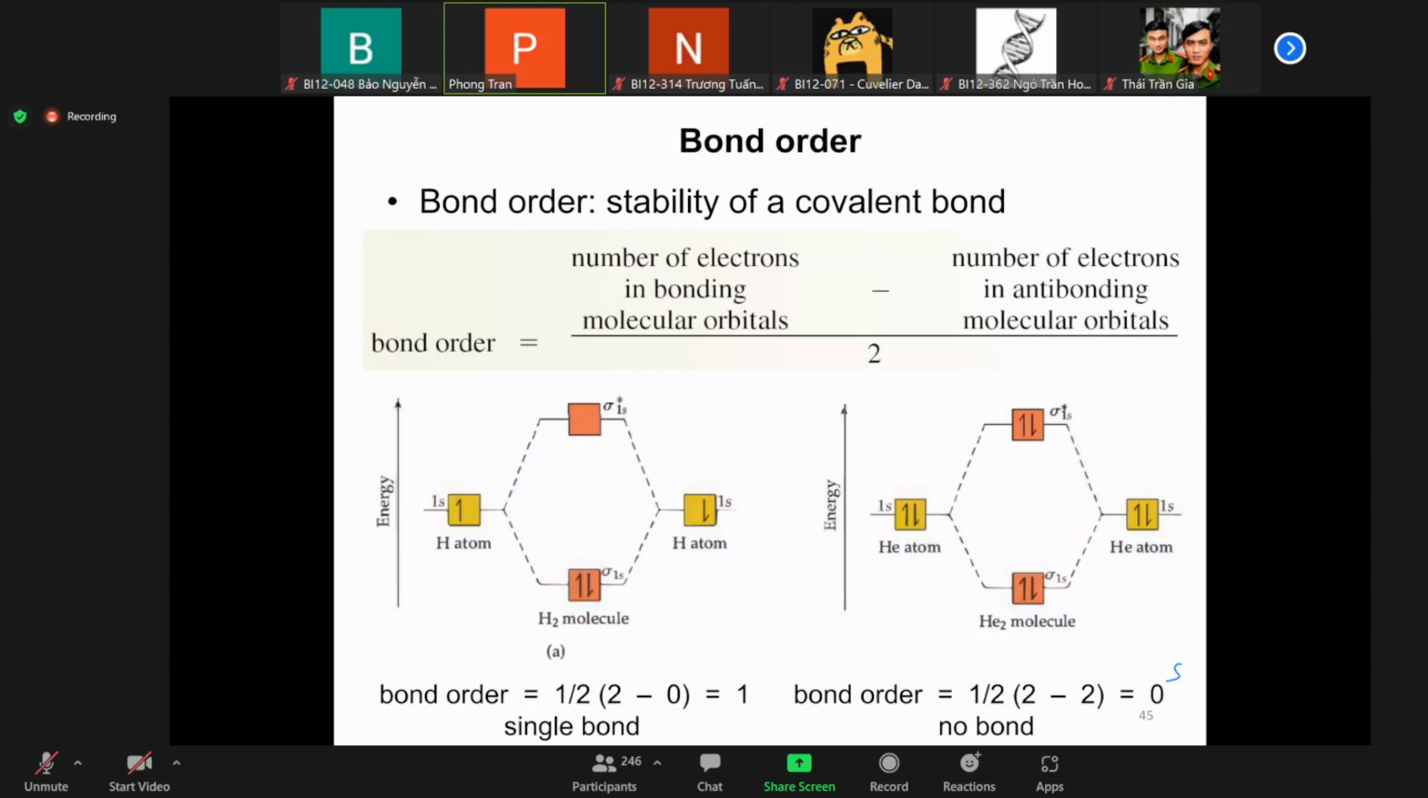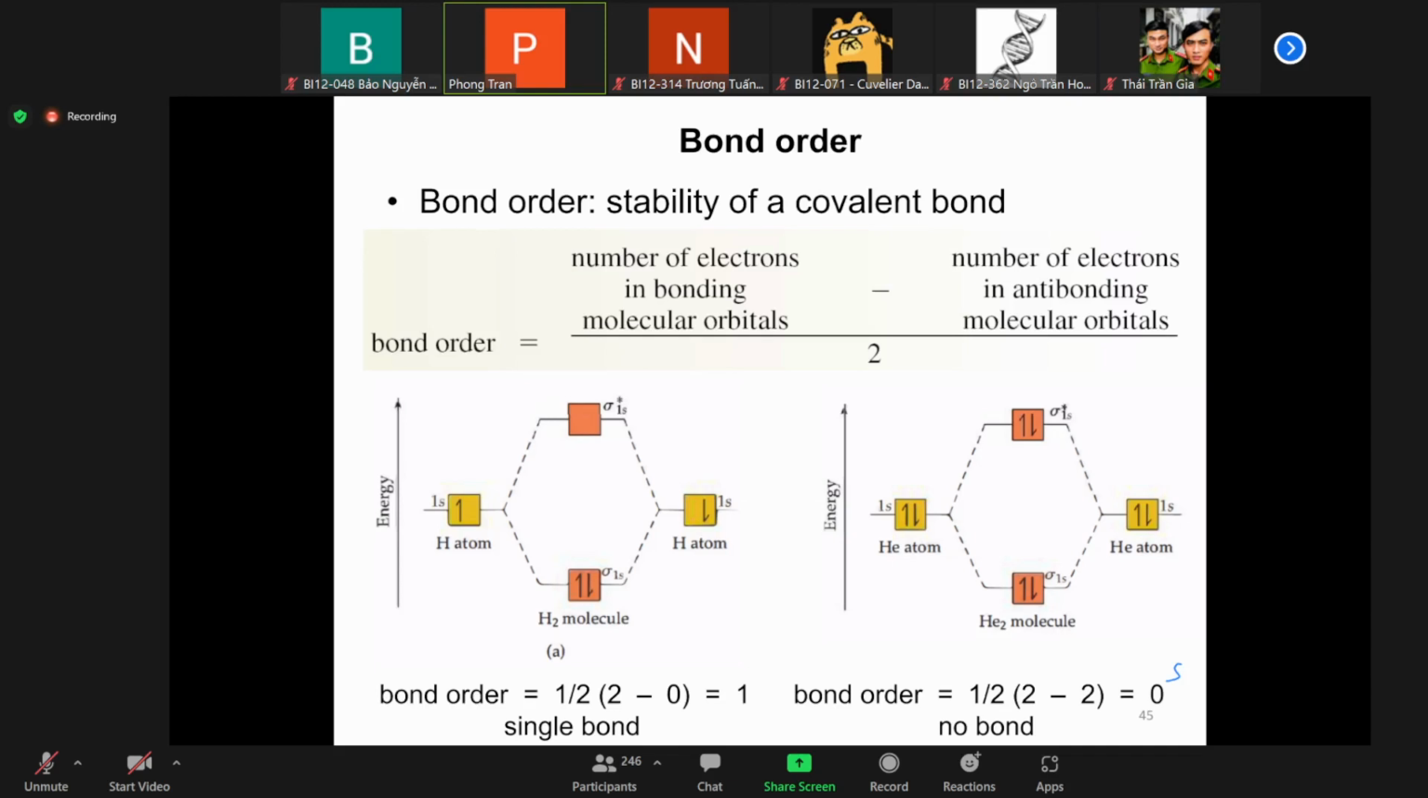Why do you divide by 2? Because one covalent bond takes 2 electrons. So you calculate the difference in the number of electrons between the bonding orbital and anti-bonding orbital, divide by 2, and you have the number of bonds, that means the bond order.